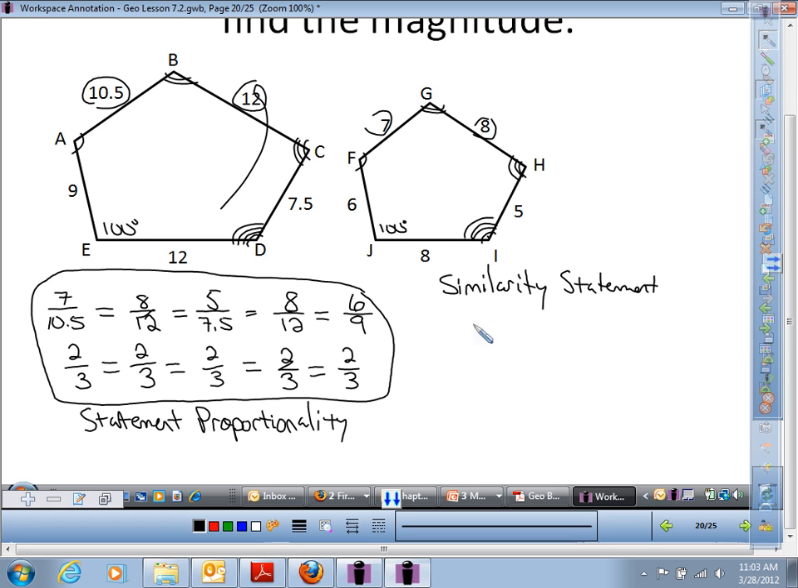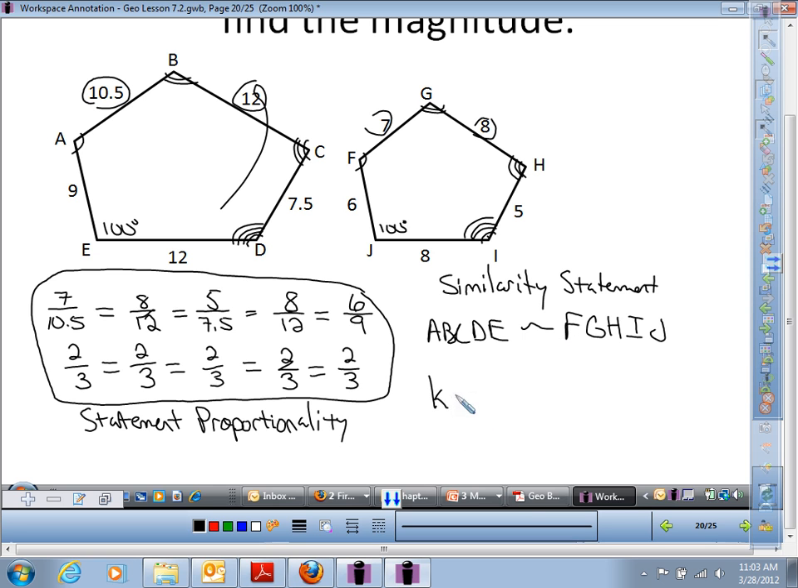A similarity statement would say, hey, this shape right here, I'm going to go pentagon A, B, C, D, E is similar to, now we have to find a corresponding angle, would be F. Go right around the horn now, G, H, I, J. So F is similar, or corresponding to A, B is G, C and H, D and I, E and J. That's our similarity statement.